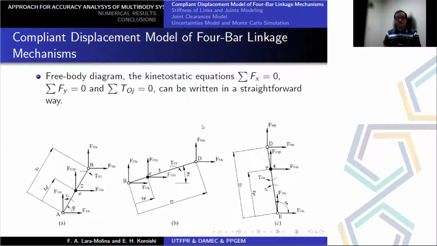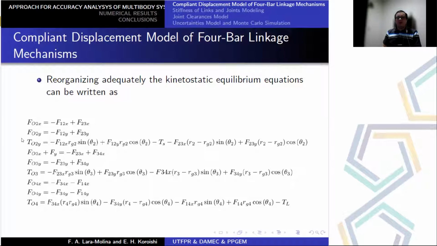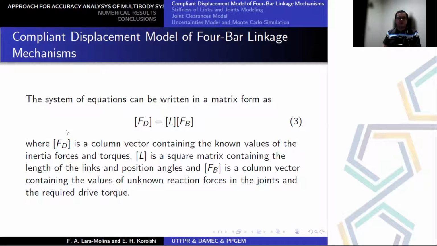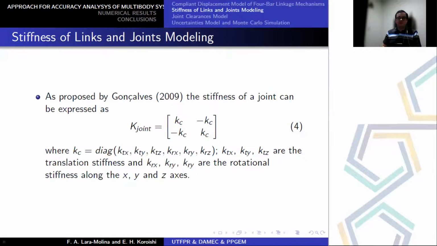Therefore, the kinetostatic equations can be obtained as presented in these equations. These equations present an extensive model of the kinetic equations that are obtained by writing the equilibrium equations. Therefore, these equations can be written in a matrix form where Fd is the column that contains the inertia forces, L is the matrix that contains the geometrical and inertial parameters, and Fb is the column vector that contains the reaction forces that we have to find the value of.